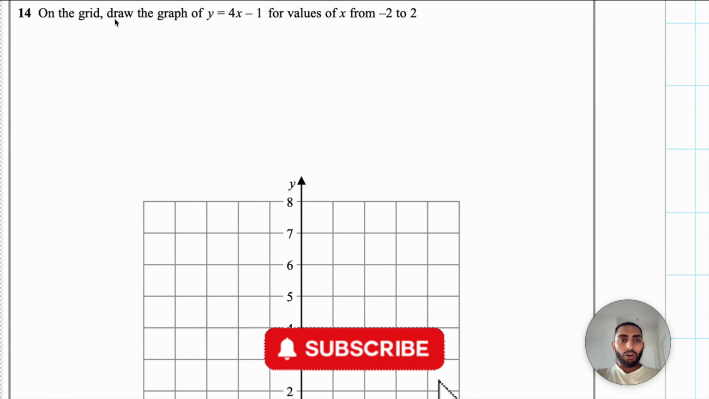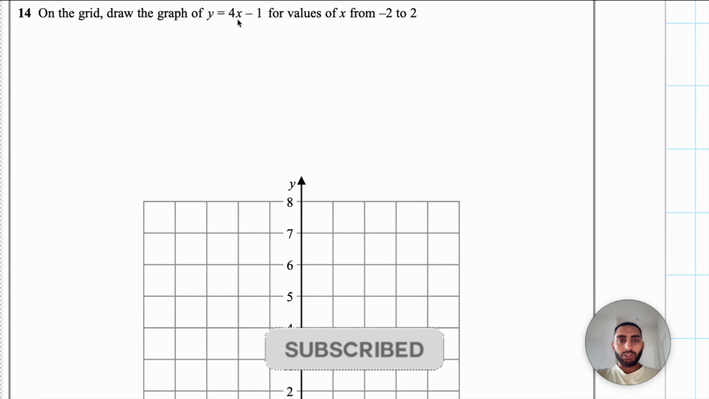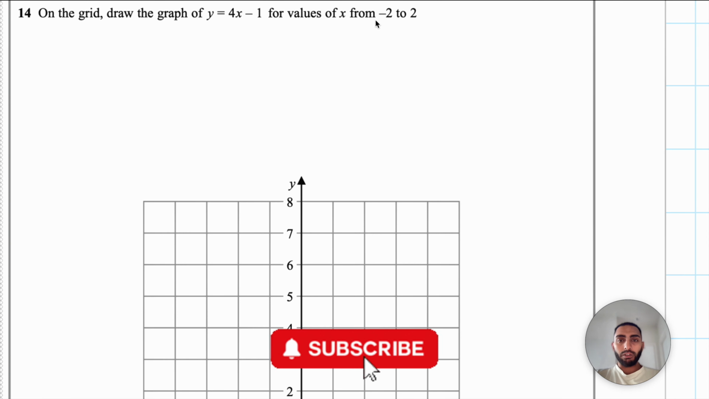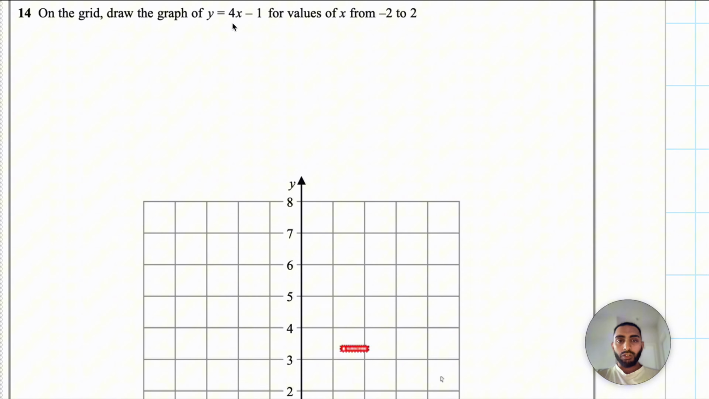Question 14. On the grid, draw the graph of y is equal to 4x minus 1 for the values of x from -2 to 2. So one way you could do this is using a table of values and find out each value of y. But instead of doing that, I'll try to do it in a smarter way. There's 2 parts of an equation of a line. There's the gradient, the m value, the number before the x, and there's this bit on its own, the constant or the y-intercept.